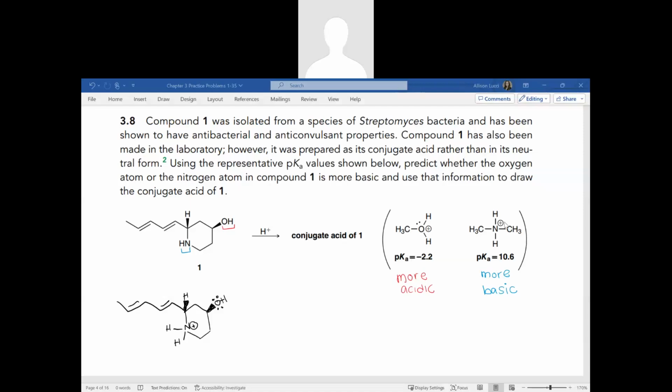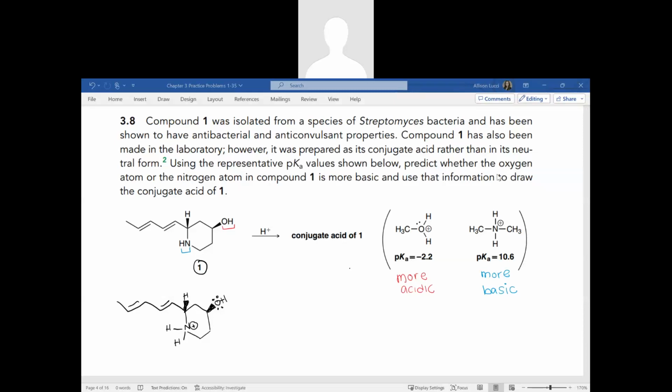In Chapter 3, Problem 8, we're given some information regarding compound 1. So that's given down here. So this is compound 1 above where I just circled. This was isolated from Streptomyces bacteria, and it's shown some interesting properties. So they would like to investigate this a little further.